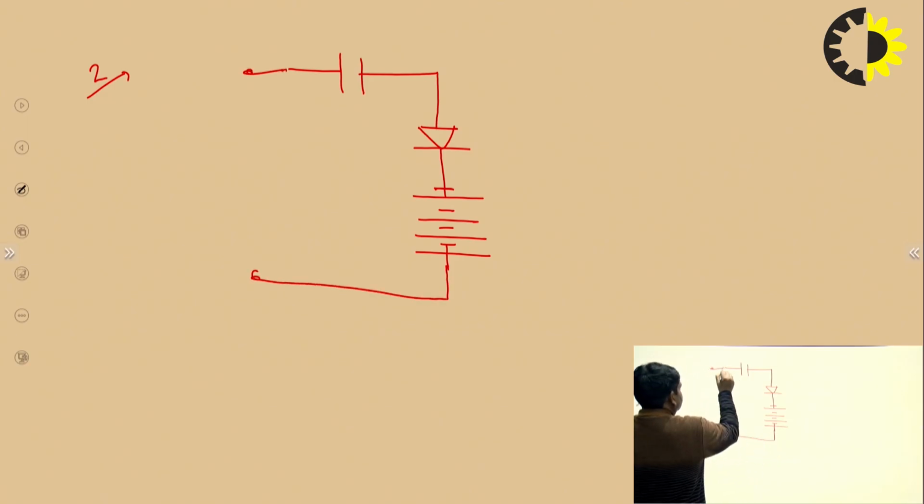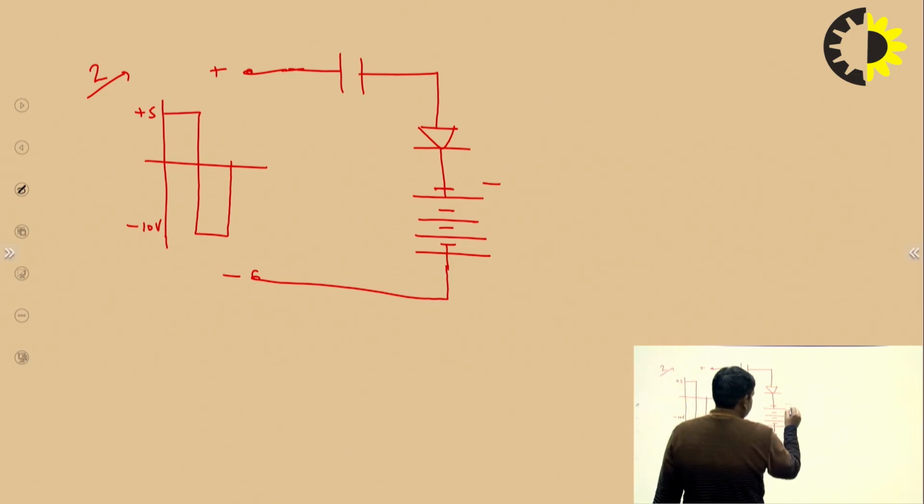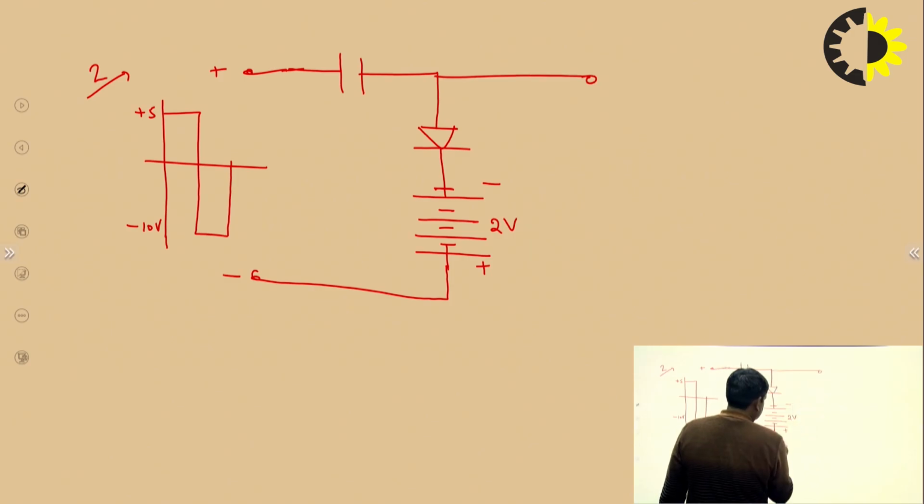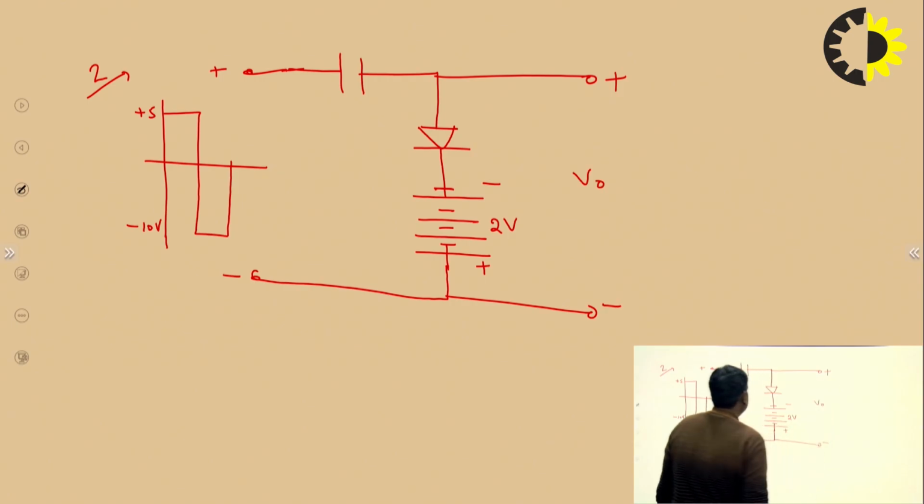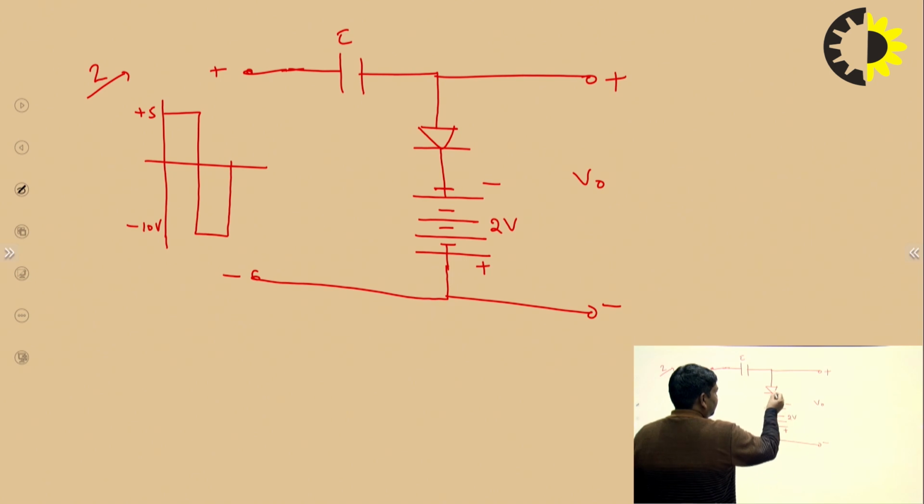So the first example taken here is a biased clamper, and if we apply a voltage plus 5 volt to minus 10 volt, and this voltage is plus 2 volt. So this is an example of a bias clamper circuit, because some voltage source is connected with that particular diode.